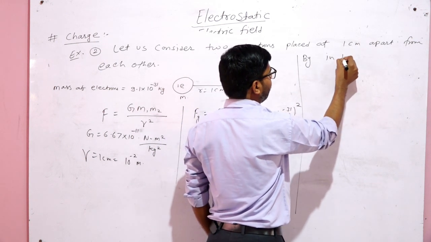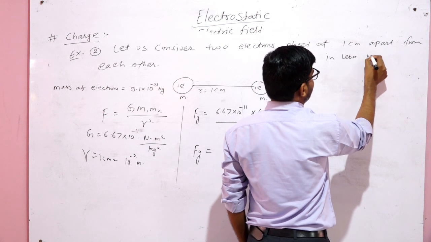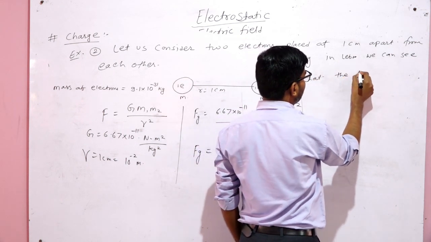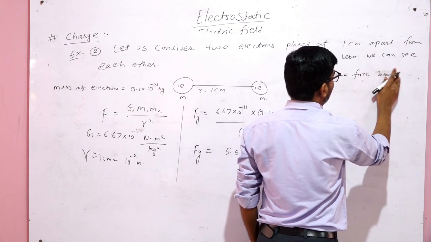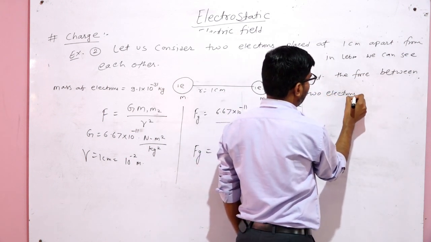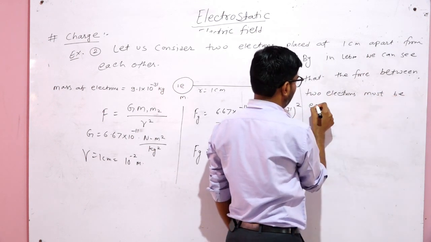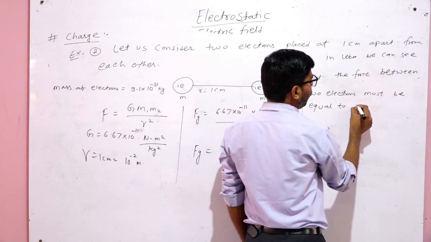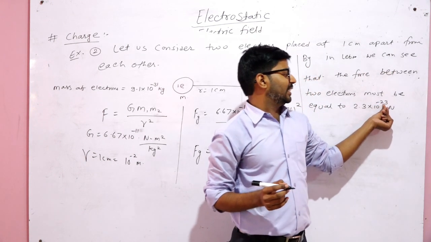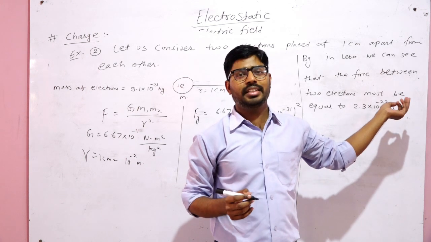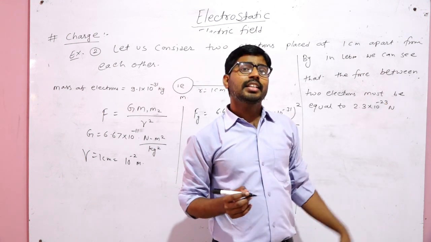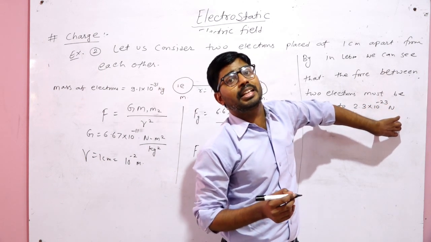in the laboratory we can see that the force between two electrons must be equal to 2.3 multiplied by 10 raised to power minus 23 Newton. Somewhere in some books this is written as minus 24 Newton, and in some books minus 23 Newton. Approximately we can say 2.3 multiplied by 10 raised to power minus 23 Newton, and this force is a force of repulsion between two electrons.